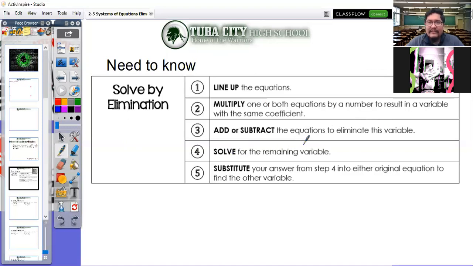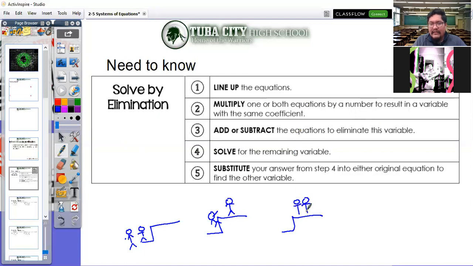It's the same thing we did the other day when we were talking about two people, say for instance, climbing a hill. You might have one person climb the hill first, and then that person helps the other one up, and eventually they're both on top, wherever they need to go. So once you have the one guy up, he's going to help the other guy up. So substitute your answer from step 4 into the original equation to find the other variable.